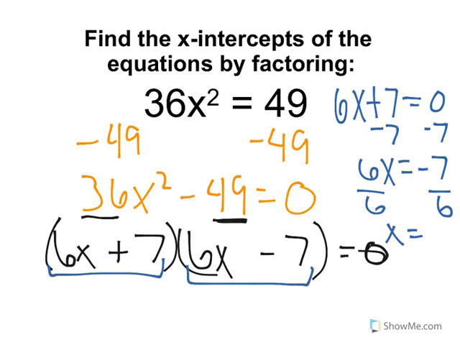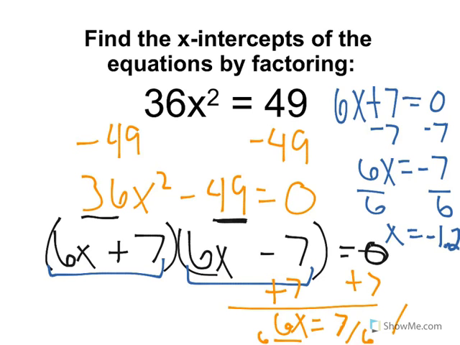So we get x is equal to negative 1.2. Then we'll take our other parenthesis and set that also equal to 0. So add 7 and add 7. 6x is equal to 7. And then I'll have to divide by 6. I'm kind of running out of room here. So that's going to equal positive 1.2. So our solutions are x is 1.2 and x is negative 1.2. So that graph should cross at 1.2 and negative 1.2, that parabola, on the x-axis.